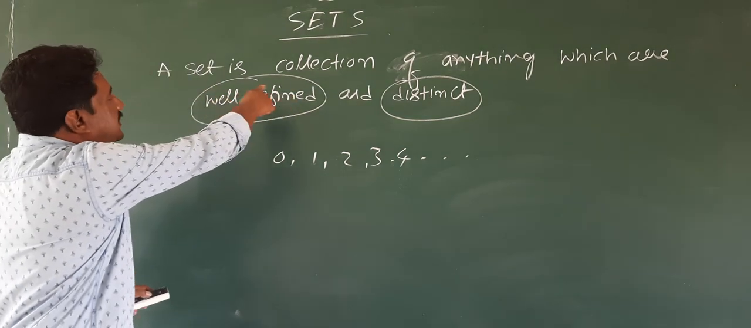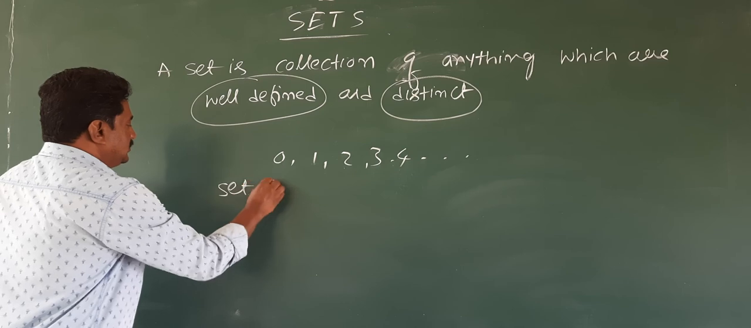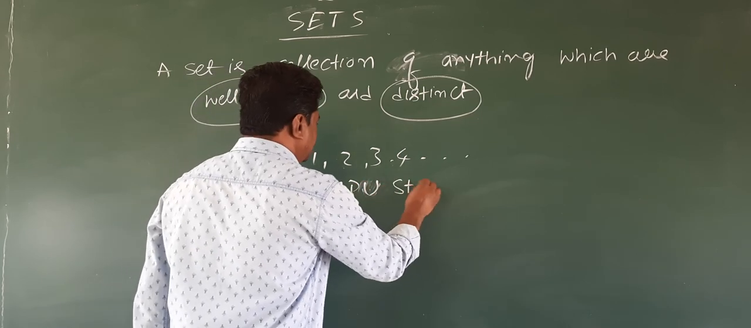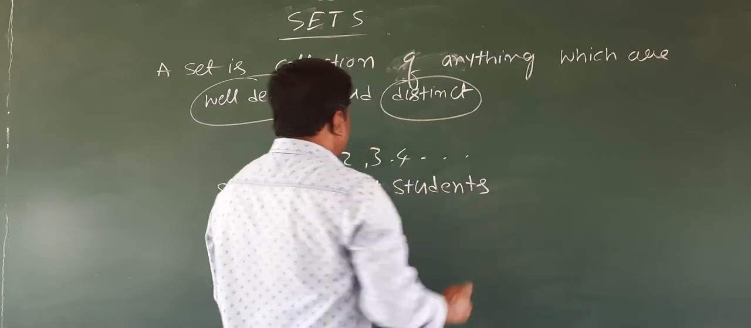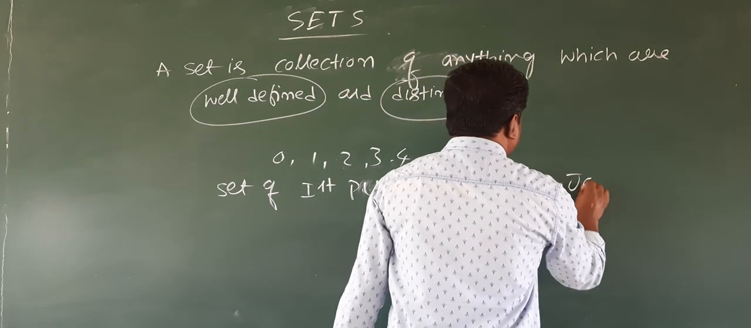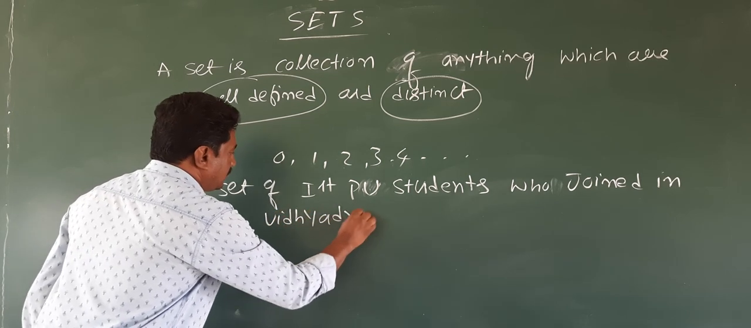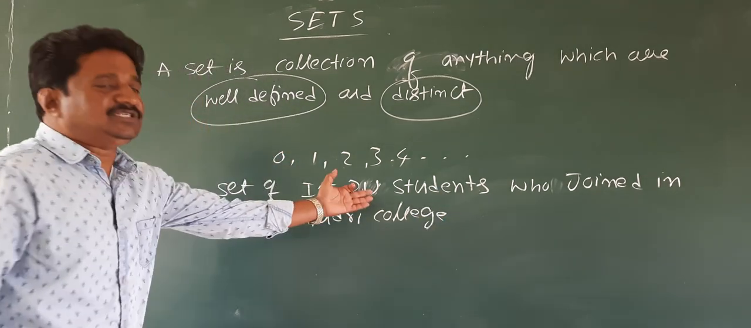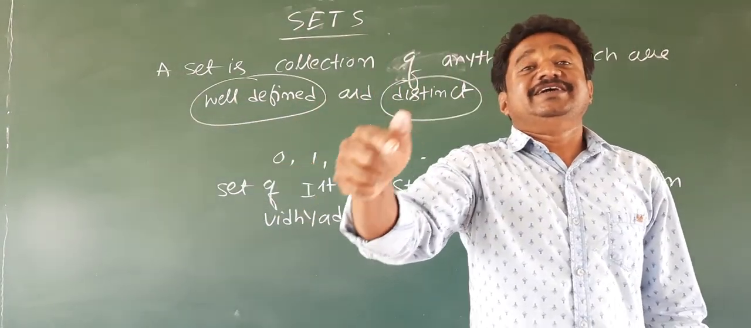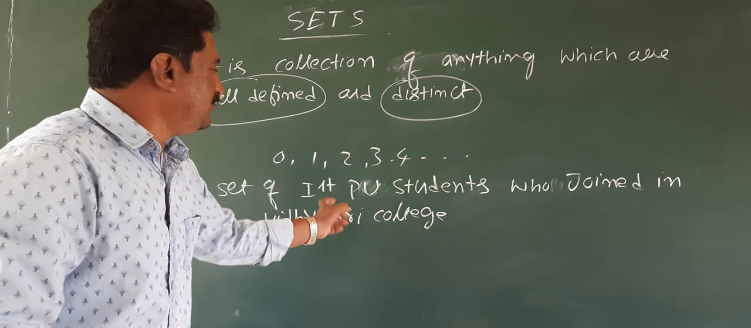So a set is a collection of anything. Enadru collect maadi. So for example, set of first PU students who joined in Vidyarthi College. Is it a set or not a set, students? Set, well defined. Because each student who joined Vidyarthi College is well defined. So don't mistake, well defined. Set of first PU students who joined in Vidyarthi College is a set.